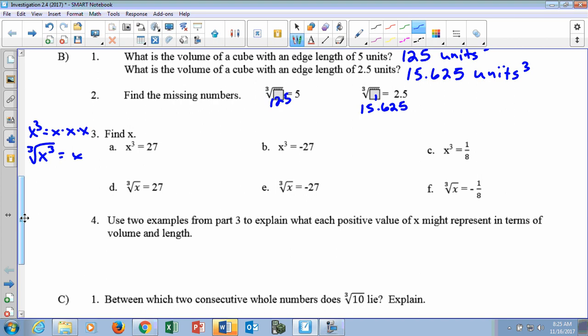So if I cubic root both sides to solve for x, the cubic root of 27 is, we've already done this one, 3. Because 3 times 3 times 3, right?